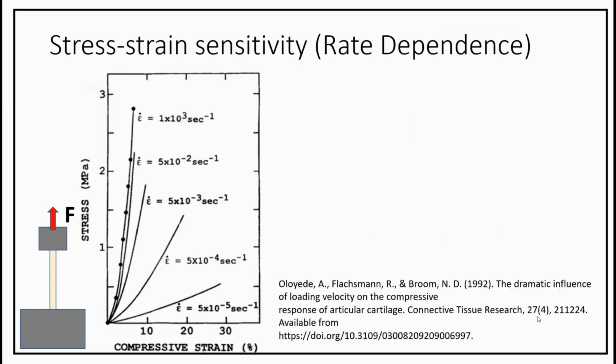Also, in loading viscoelastic materials, we get different responses depending on how fast we load the material. In this graph example, we have stress on the vertical axis and strain on the horizontal axis. If you load it quickly, you end up with a steep slope, and if you load it slowly, you end up with a shallower slope.